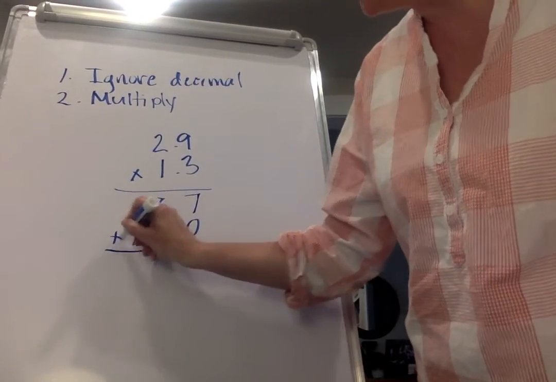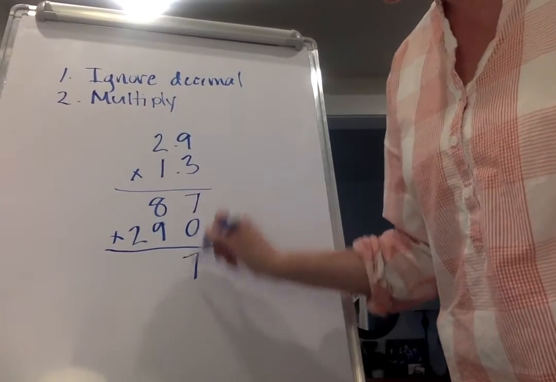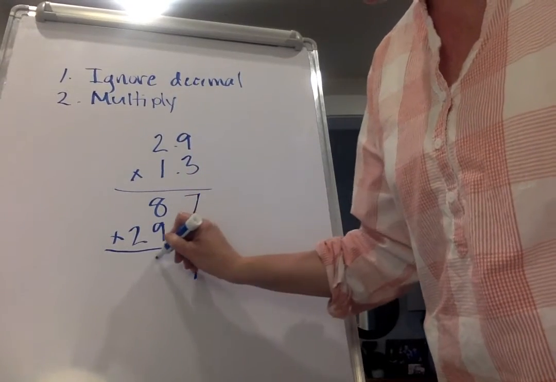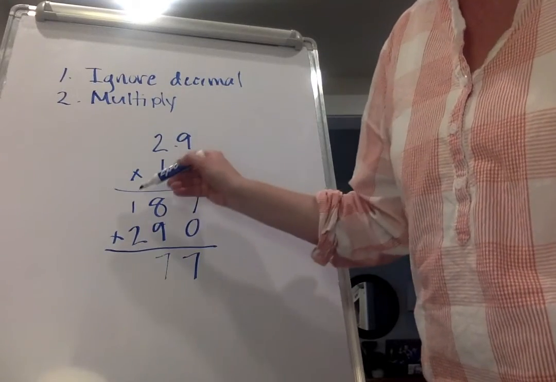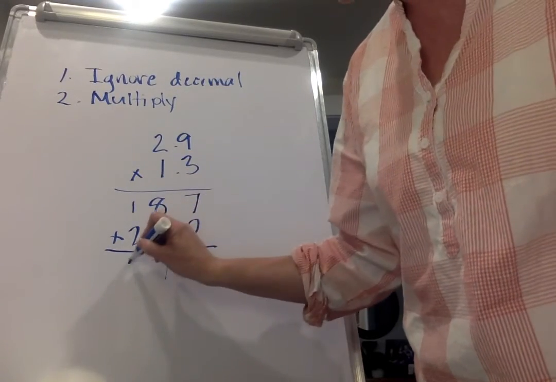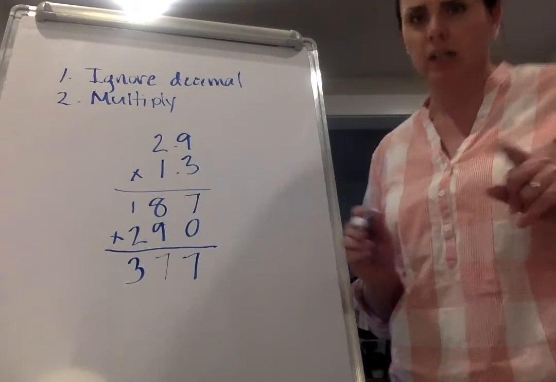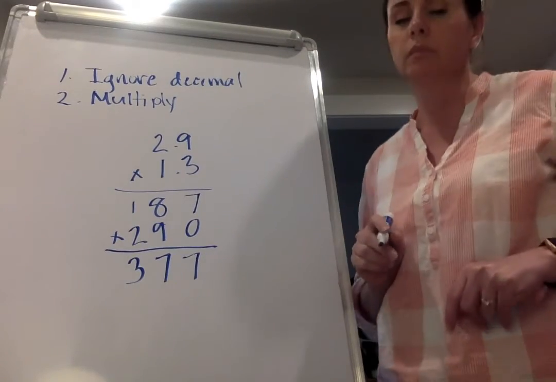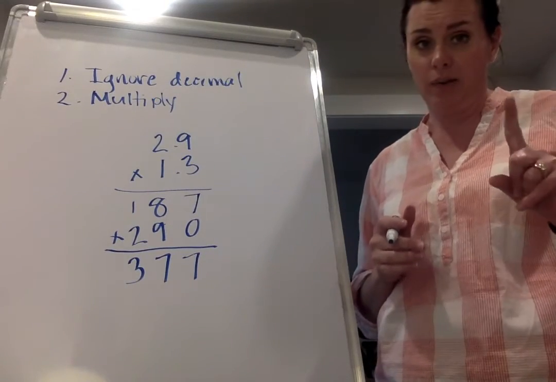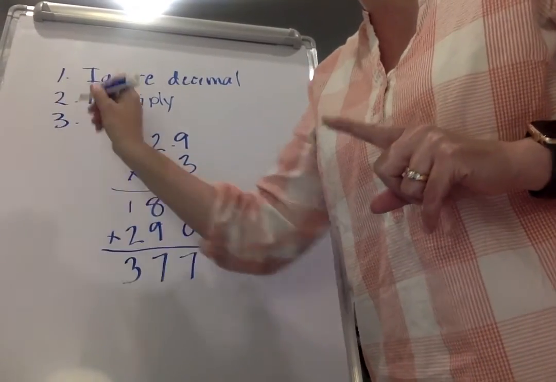All right, now the next step is to add these up. 7 plus 0 is 7. 8 plus 9 is 17. So my 7 goes down here. Carry the 1 over to the next place value. And 1 plus 2 is 3. Okay, we multiplied, but we're not done. Can you guys see that 7 okay? We're not done because now, after we multiply, this is when we place the decimal.